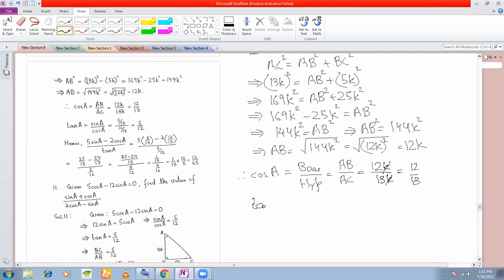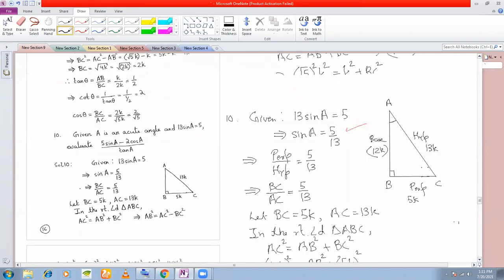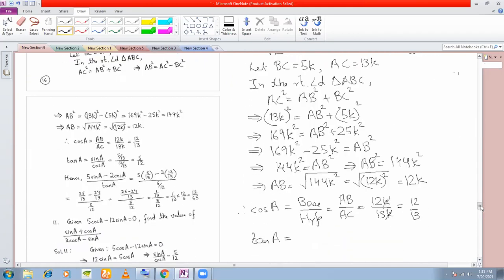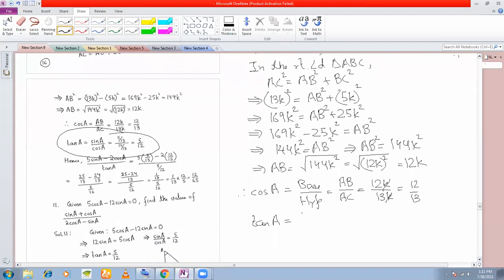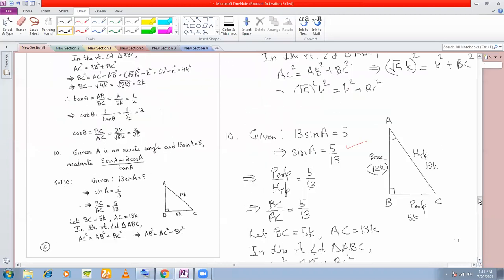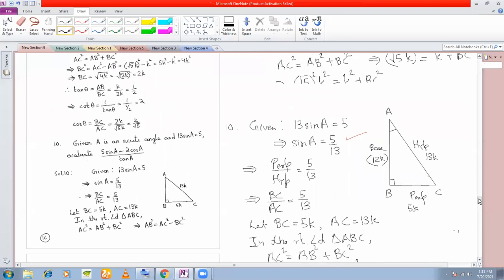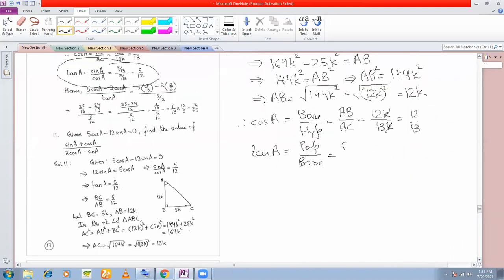Now we want to find out tan A. Now tan A, there are two ways of finding. Either you can find it from the figure, perpendicular by base, or you can find it by sin A by cos A. Here if you see in the notes, I have found it by sin A by cos A. I'll use the triangle here. Tan A is equal to perpendicular by base. Perpendicular here is BC and base here is AB. So BC by AB.